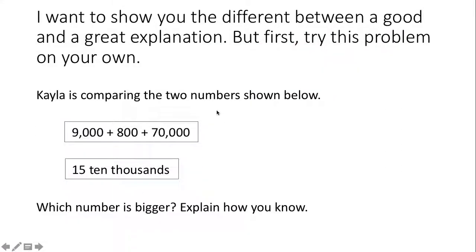I want to show you the difference between a good and a great explanation. But first, just try this problem on your own. What you're going to do is give just this problem to kids. You can do it on paper or on whiteboards and let them do it. Let them write their explanation, right? Go around, notice what people say, have conversations, talk about work. At this point, they should know to be setting up their place value chart, right? And then you can have a few kids share out. You could have them turn and talk.